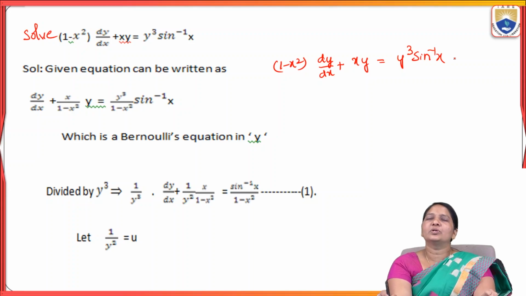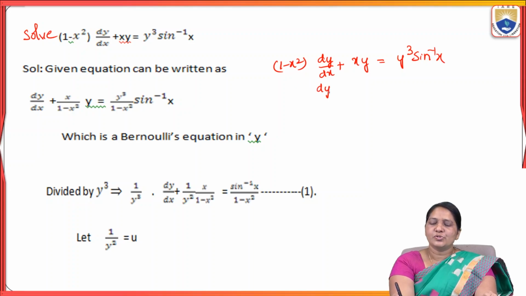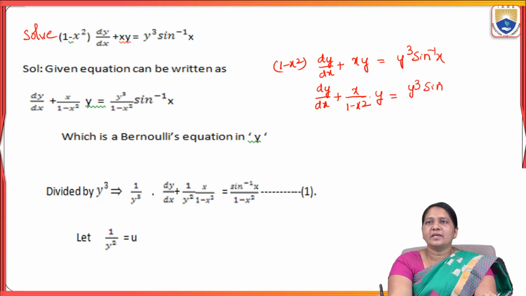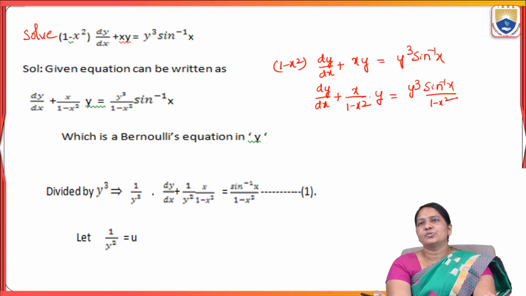Now I am going to convert this equation into the Bernoulli's equation form. So that's why first dividing with 1 minus x square. So dy by dx plus x by 1 minus x square into y is equal to y cube into sine inverse x by 1 minus x square. So now I got the value here.